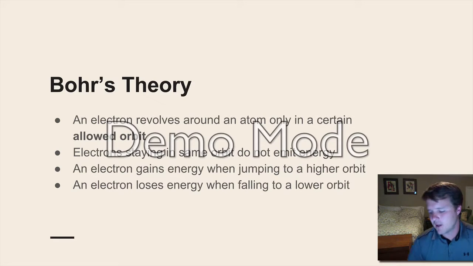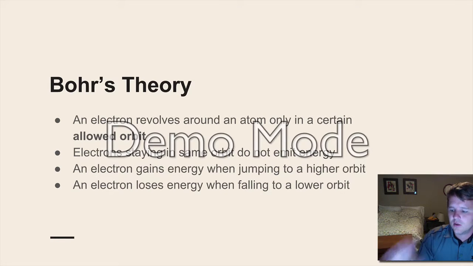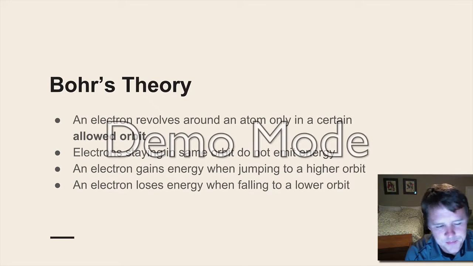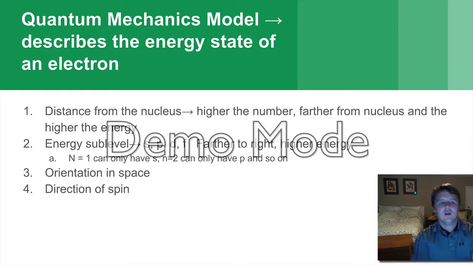You can kind of think that if this electron's really got energy, it's going to be really wanting to get away from that atom. It's kind of one way to think about it. Or you could just remember that an electron, as it gains energy, it moves to higher and higher orbits. So they came out with something called quantum mechanics. Pretty awesome. It describes the energy state of an electron. The distance from the nucleus.